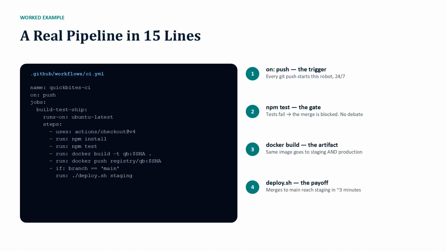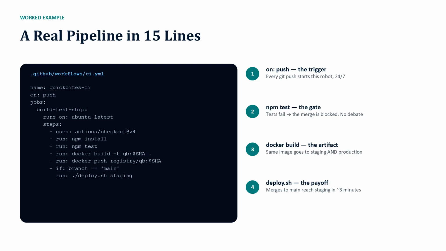15 lines of YAML that live right inside the QuickBites repository. Read it top to bottom. On push is the trigger. Every time anyone pushes code, GitHub spins up a fresh Ubuntu machine. It checks out the code, installs dependencies, and runs the tests.